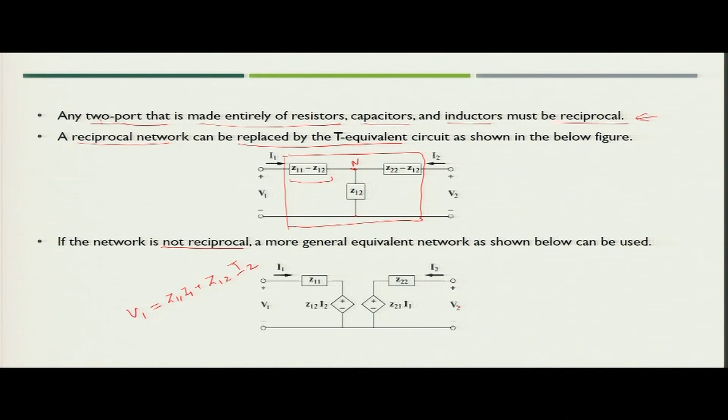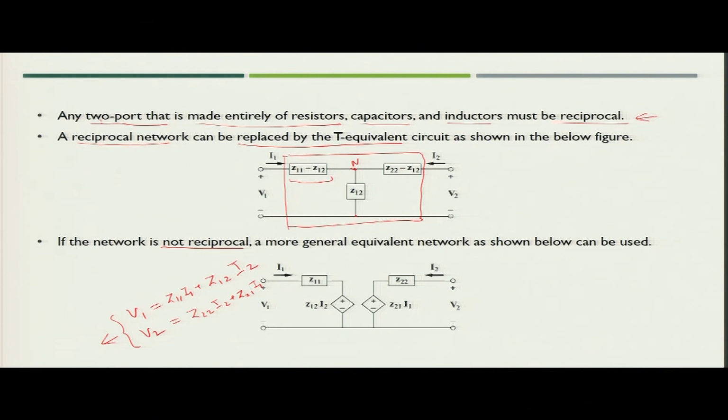From this side, V2 is applied across the port, current I2 is flowing through the impedance Z22, and there is a dependent voltage source having value Z21 I1. Now if you want to write the loop equation for this particular port, V2 is nothing but Z22 I2 plus Z21 I1. These are the same equations which we just saw in the previous slide.